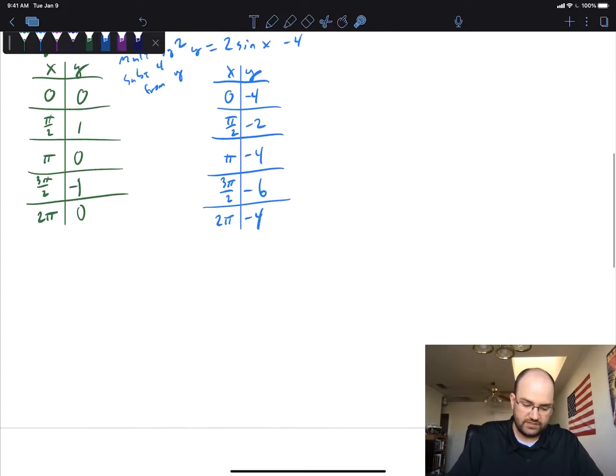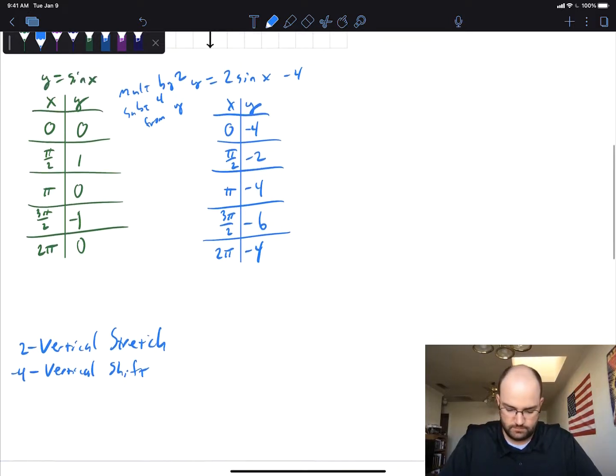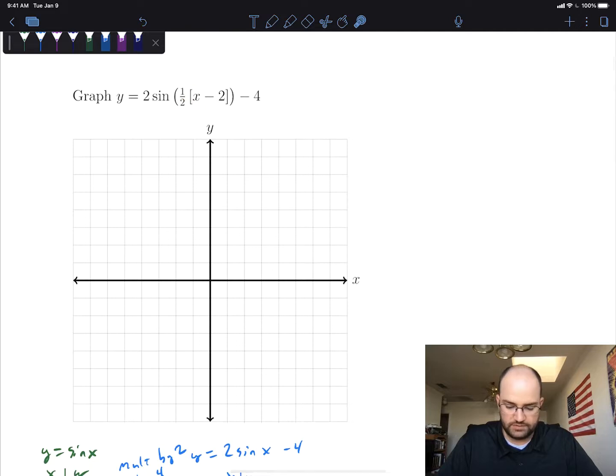So which did the vertical transformations? Now notice that that 2 was a vertical stretch by a factor of 2. And the negative 4 was a vertical shift of minus 4. Good. Now looking up here, we have the 1/2 and then parentheses x minus 2.